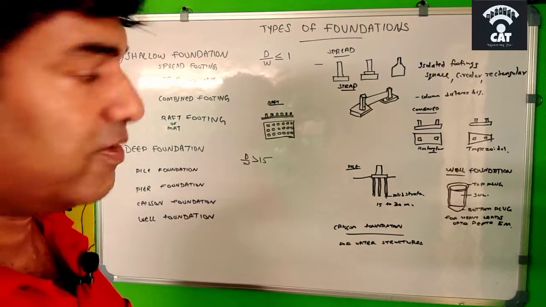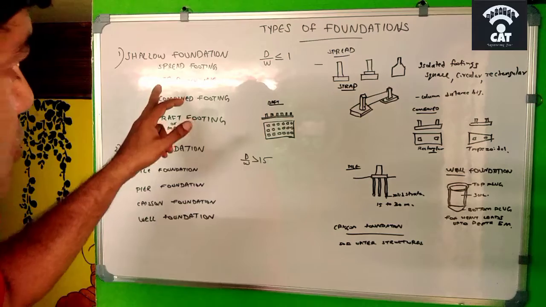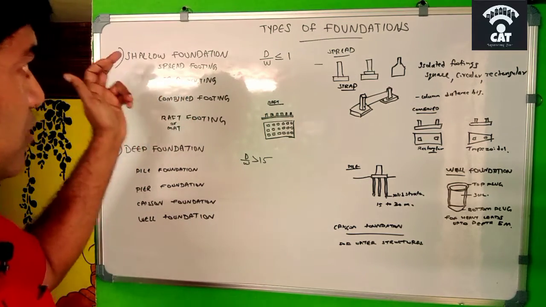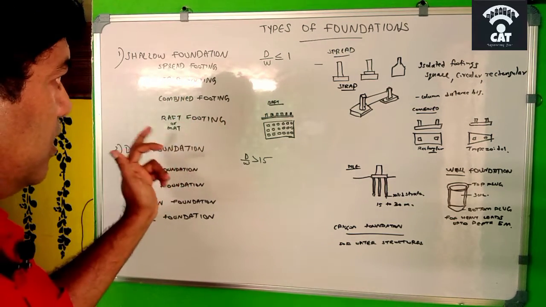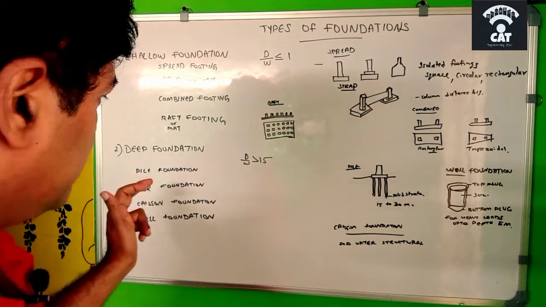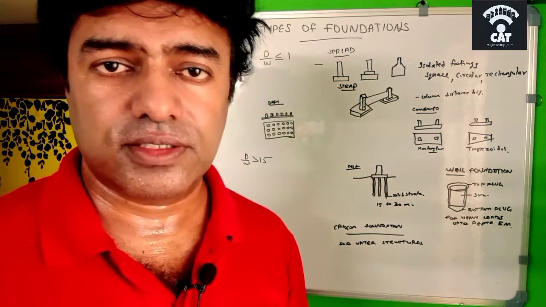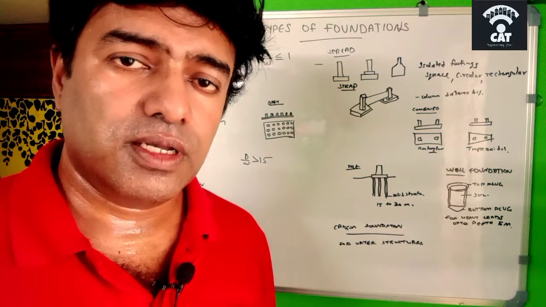Once again, I will go through it fully. That is shallow foundation and deep foundation. In the shallow foundation, we can see there are 4 types of foundations: spread footing, strap footing, combined footing, and raft foundation or mat. And then comes the deep foundation: pile foundation, pier foundation, caisson foundation, or well foundation. So I hope you understand the different types of foundation.